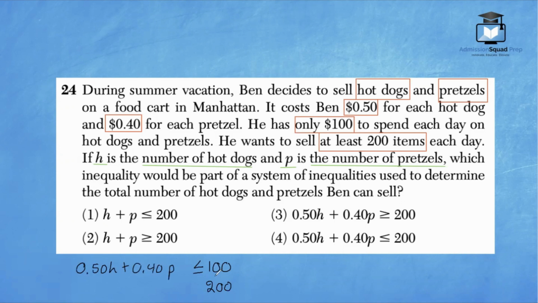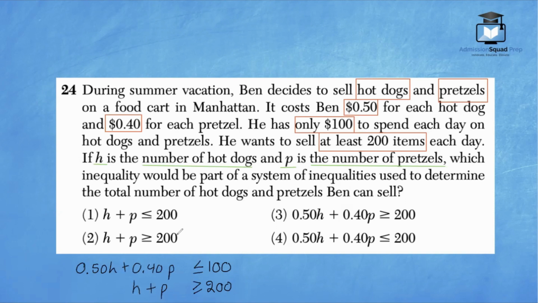Then we have the quantity inequality. That's 200. He must sell at least 200 items. Anytime you see the term at least, that means greater than or equal to 200. So when you put the total number of hot dogs and pretzels together, that total must exceed or be equal to 200. Let's look at our answer choices.